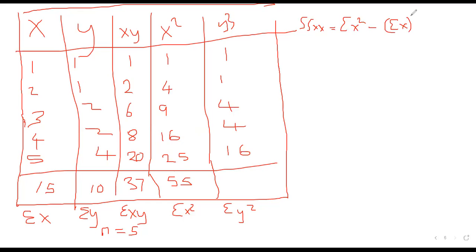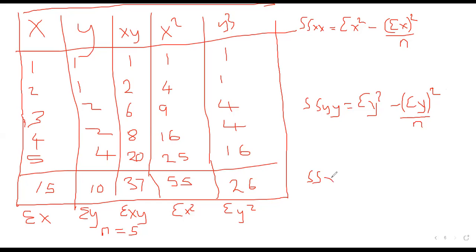26, correct. So now the ladies, since we found everything here, the ladies find the sum of xx, the gents find the sum of yy, and collectively you find the sum of xy. Have your calculators nearby. Looks easy when somebody's solving. Once you find these preliminary calculations, then the rest is very easy. Quickly find these answers.